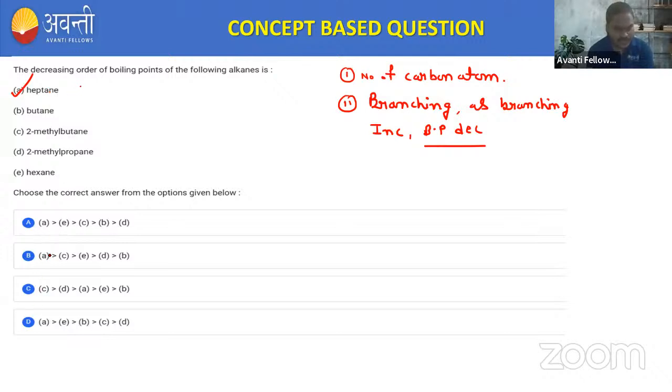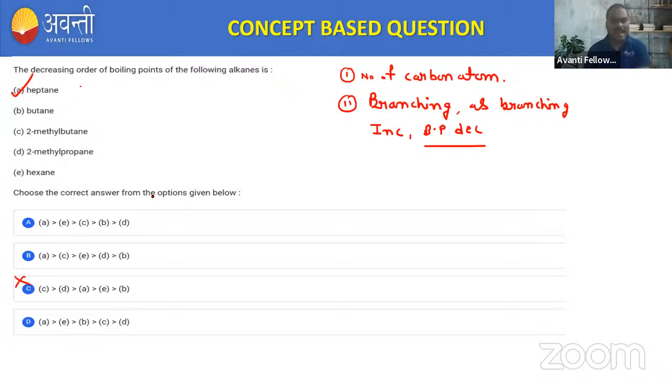So out of three options, in which A has the maximum. Just neglect option C, because in this C has the maximum, which is not correct, because A has the maximum number of carbons. That's why heptane has the maximum boiling point. The first thing is clear.